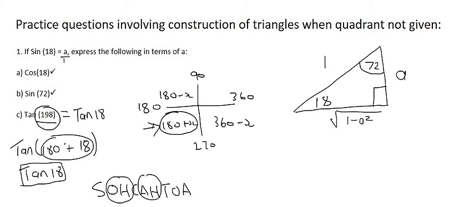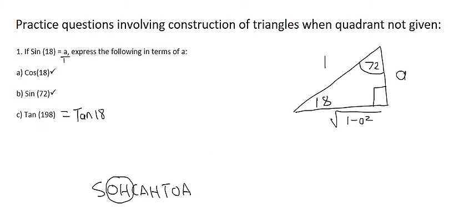And so now we can come back to the triangle because there we have 18. If we use our triangle, we know that tan is opposite over adjacent. So the opposite of 18 is a, and the adjacent of 18 is the square root of 1 minus a squared. And that's it. Somehow each of these questions will come back to the triangle.